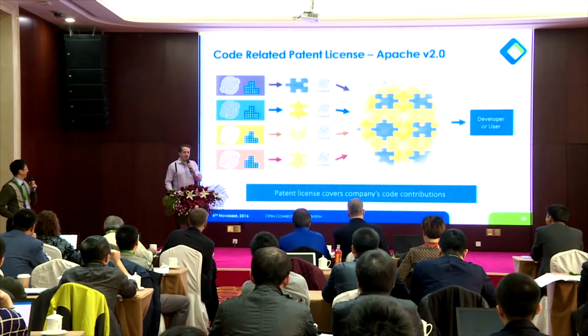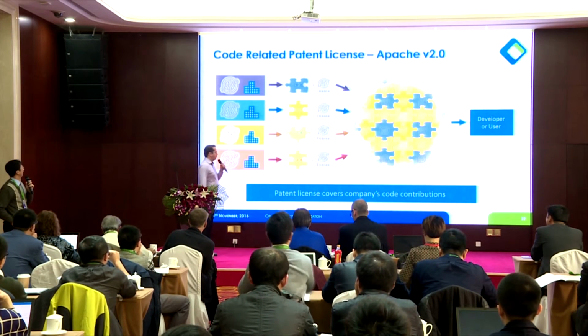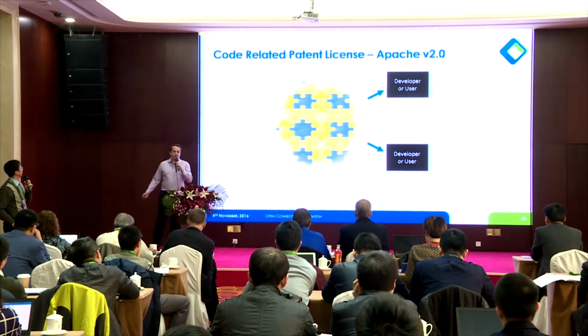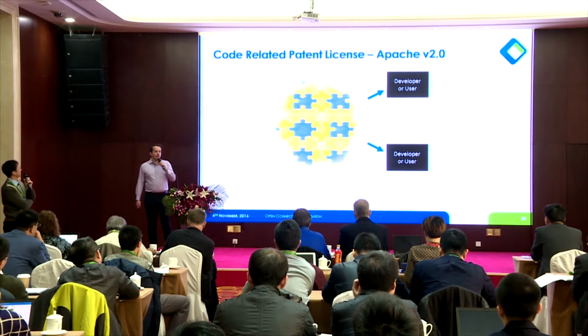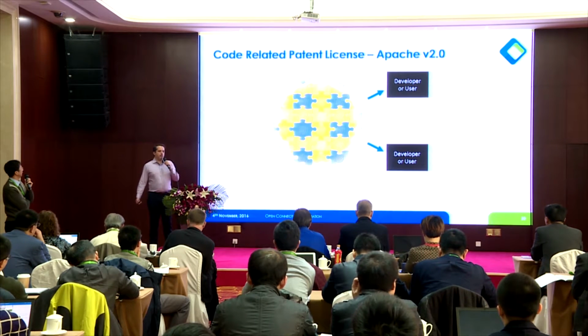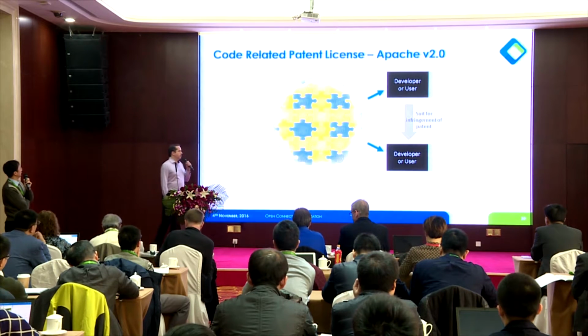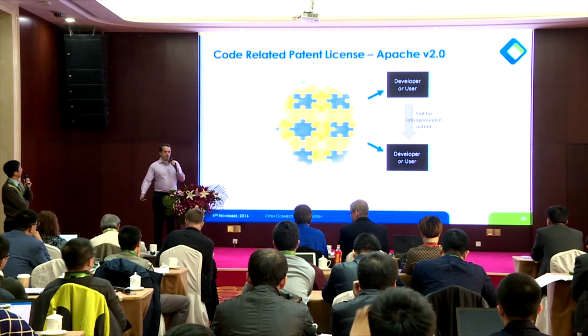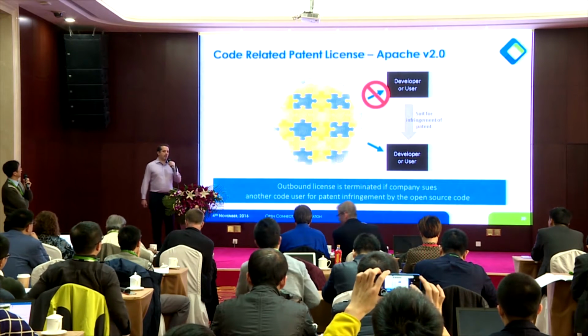Okay, now that's not the only protection that you get with Apache 2.0, because if someone is using the code, they get the license. If that person or company sues another user for using their code, then the person who is suing loses their license.